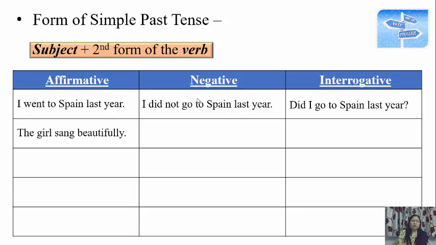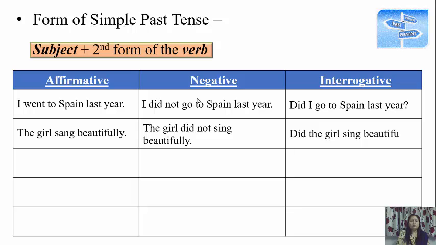The girl sang beautifully. Yes, the girl sang beautifully. We are talking of something which they did maybe just now. Now negative will be the girl did not sing. The sang will change into sing. The girl sang beautifully. The girl did not sing beautifully. And for interrogative, did the girl sing beautifully? This is interrogative sentence. Now come again to affirmative.